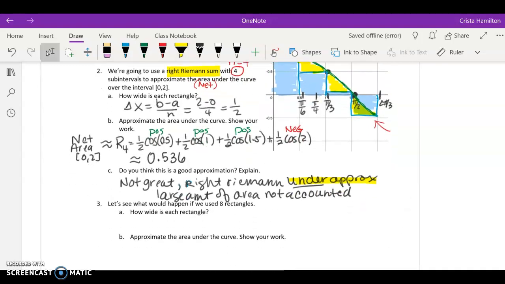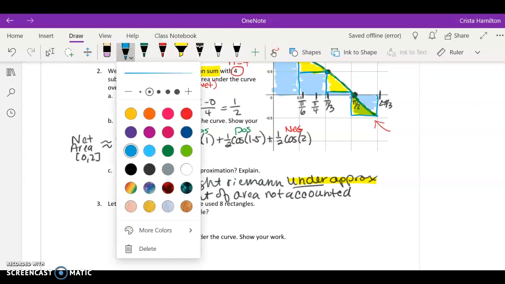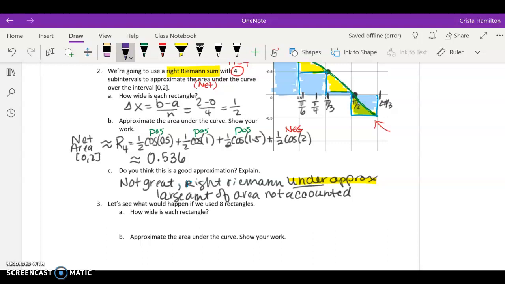So then the next question comes in, and we ask ourselves, well, what if I were to use 8 rectangles? Let's go through and look at that. Our delta x is going to change. Our delta x is now going to be 2 minus 0 over 8, or a fourth. I'm going to do it as a decimal, 0.25, a little easier to do. I don't want to deal with the fractions right now.